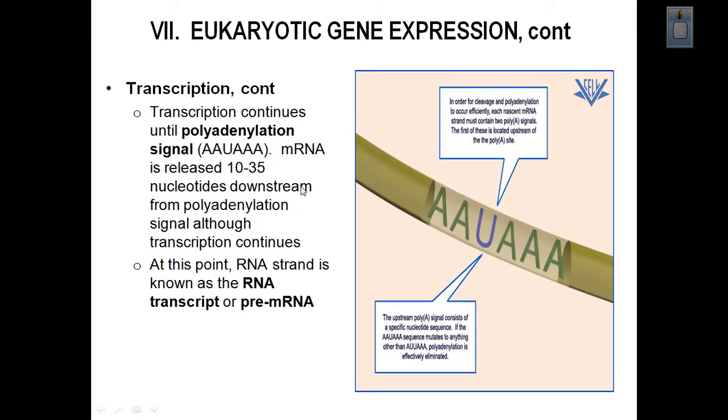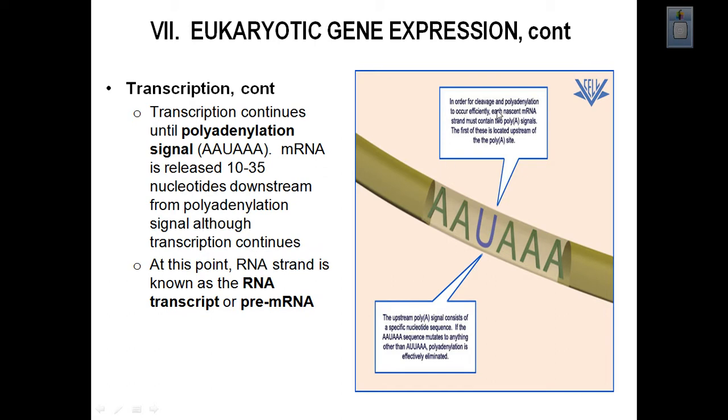The next thing, and we mentioned this as well, is that transcription will continue, and we'll keep getting A to U, G to C, A to U, G to C, until somewhere on that strand there will be a polyadenylation signal, and I can never say this. The polyadenylation signal is 2 codons. Sometimes they put a little dash right in here where my arrow is. So it's AAU, AAA. When that signal is reached, the messenger RNA is released 10 to 35 nucleotides downstream from that signal, although transcription continues.